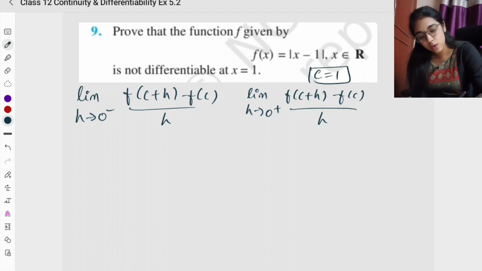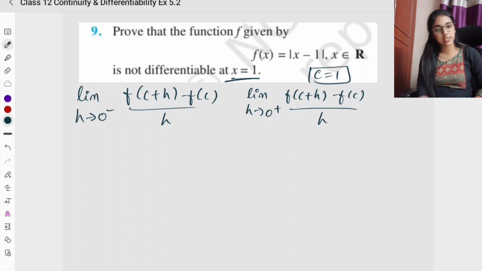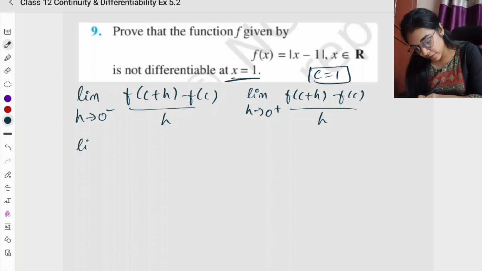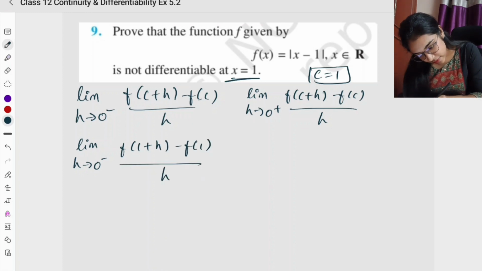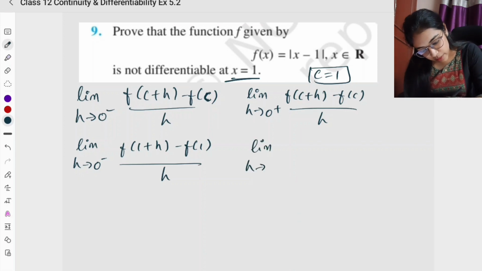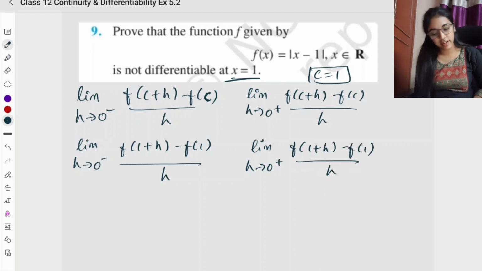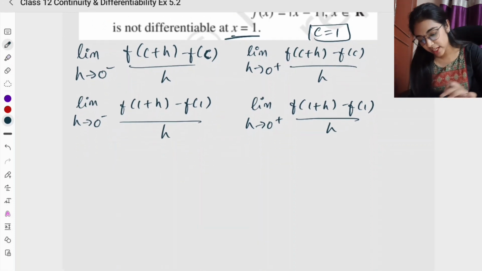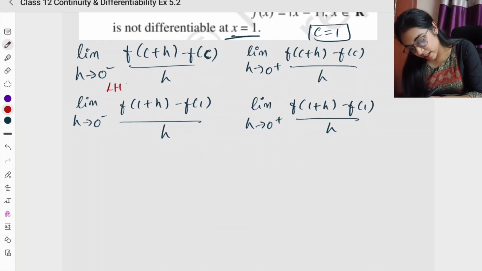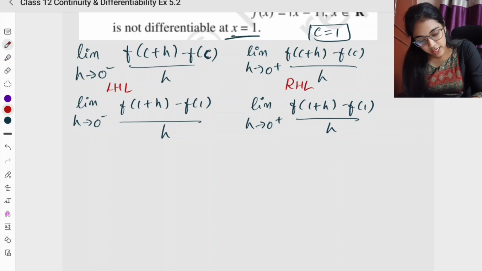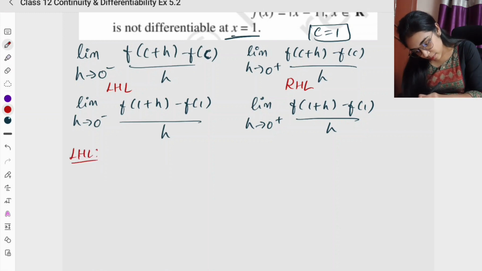Here c is going to be 1 because x is equal to 1. Correct? So the value of c is going to be 1. So how does my left hand limit look like? Limit h tends to 0 minus of f of 1 plus h minus f of 1 divided by h. So this is my c, substitute the value of c. Correct? Here, limit h tends to 0 plus of f of 1 plus h minus f of 1, the whole divided by h. Now let me do my left hand limit first. So this is my left hand limit and this is my right hand limit.